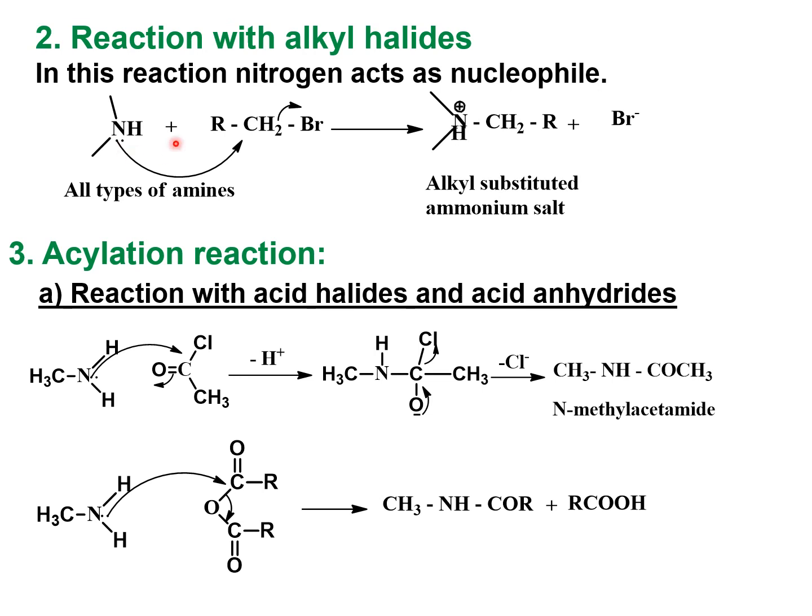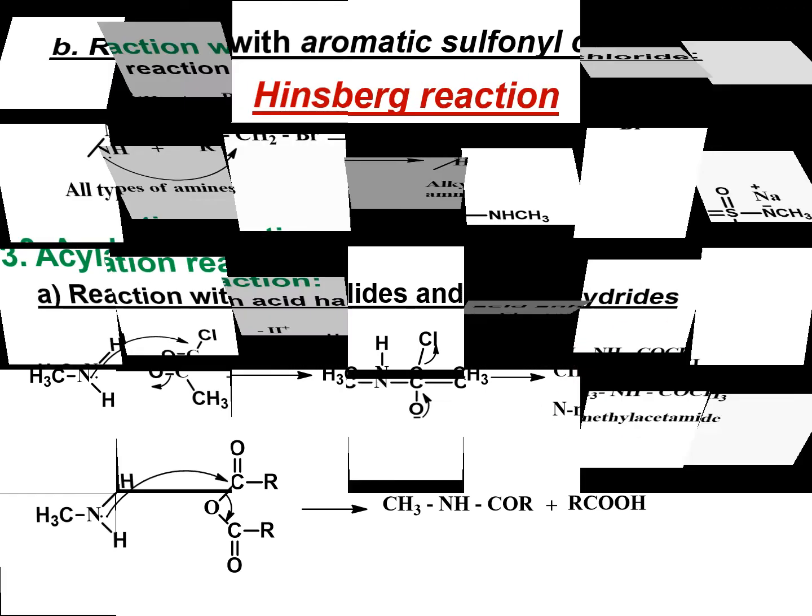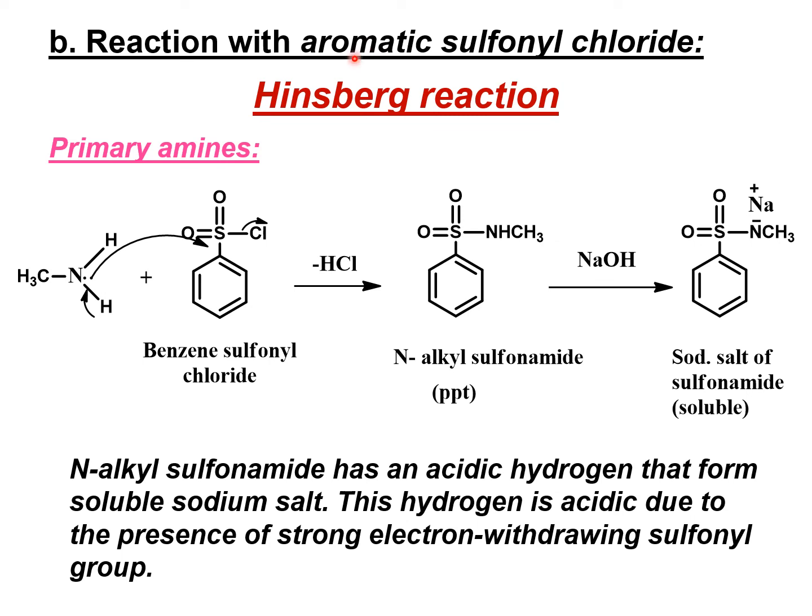We can react amines with alkyl halides, resulting in alkylated amines, secondary or tertiary, and we can react them with acyl groups like acid halides or anhydrides, resulting in the acid amides. And finally, we can react them with the sulfonyl chlorides, which is again some sort of an acid compound or an acid derivative. It's regarded as an acid derivative of the sulfonic acid, and you will end up with the sulfonamide.